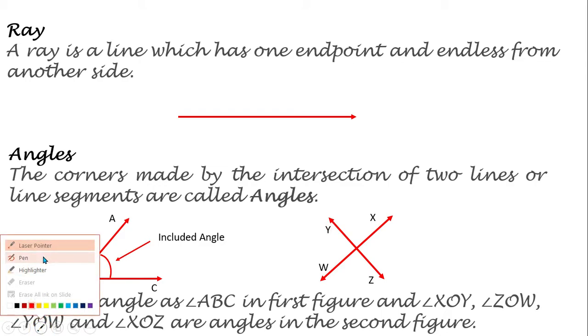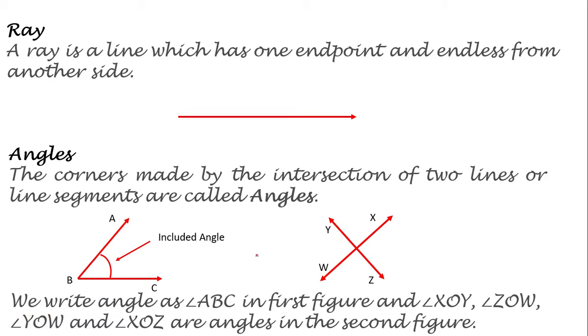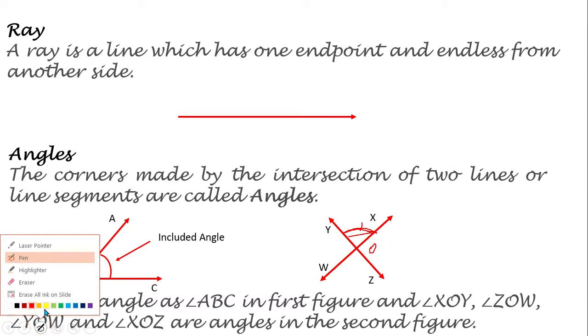I'm going to draw here. See, this is angle XOY. Which one? This is angle XOY. How can we say that? It's starting from X, then it will go here. This is point O, okay, and this is Y. XOY is this angle.